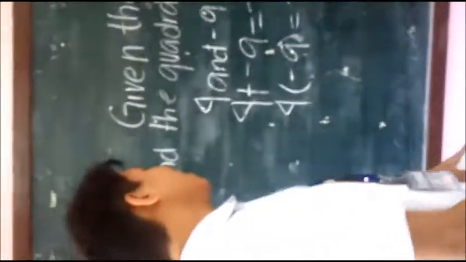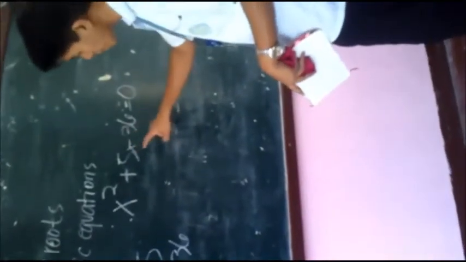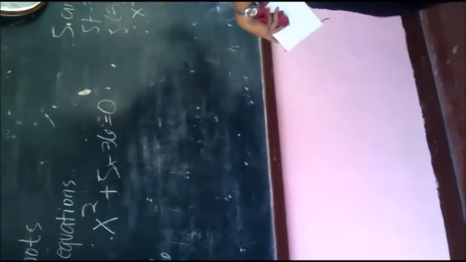So we have the roots of 4 and negative 9. The solution here is 4 plus negative 9 is equal to negative 5. And the other solution in here is 4 times negative 9 equals negative 36. So the quadratic equation in here is x squared plus 5x minus 36 equals 0.